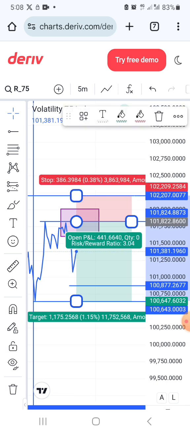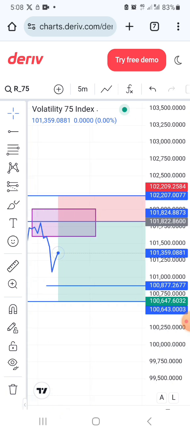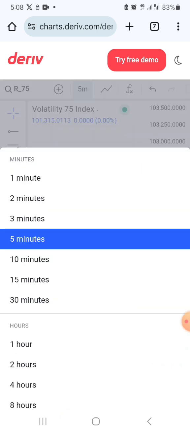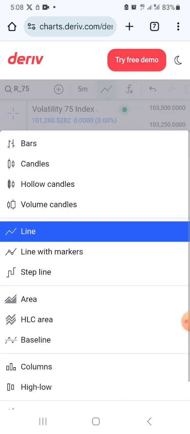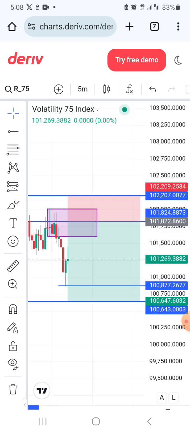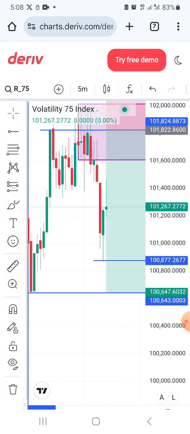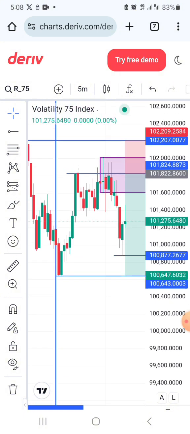Do you see? So we are risking 1 to make 3. Are you getting the point? Let us come back to our line chart. Let us come back to our candlestick chart. I think, guys, you have got it very well. Are you getting the point?